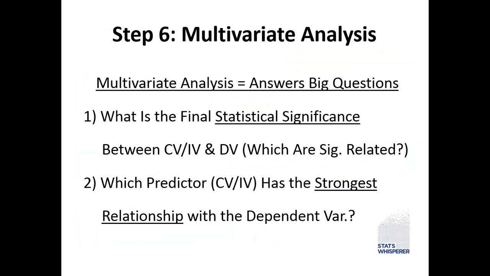So as I said, the multivariate analysis is going to answer some big questions for us. Right? So what is the final statistical significance between the covariate and independent variables with the dependent variable? When I say final, that means the final level of statistical significance that we'll report in our study as the finding. Right? So earlier we had bivariate findings, but we're not going to report those as the conclusion of our study. Right? Those were building up to this point.